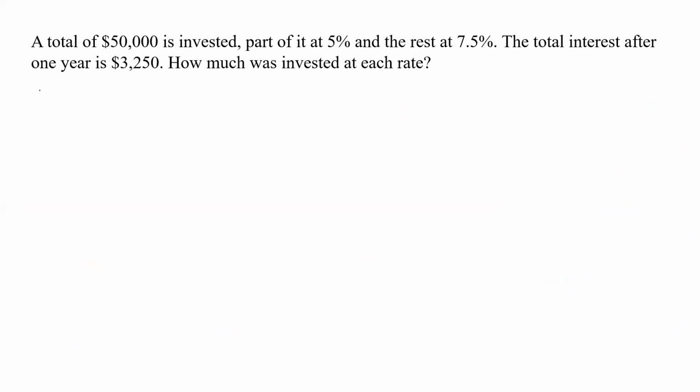All right, well, let's say X equals amount at, let's say 5%, and Y is equal to the amount at 7.5%. Okay, so that's the amounts we're going to have for each one of those. Now, what are our equations? Well, we know the total is invested. So if we take X plus Y, that should be equal to 50,000.